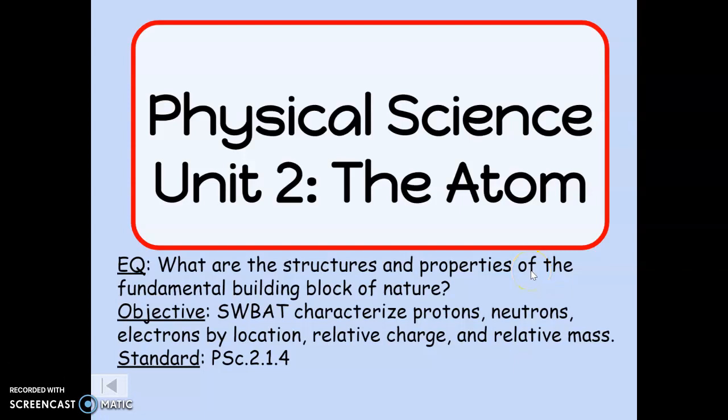Hey guys, welcome back. We are starting a new unit today, and this is going to be all about the atom and the periodic table. So we are just going to lay the foundation for talking about the structure of the atom today, and then we will, of course, move forward onto a little bit more complex lessons in the future.